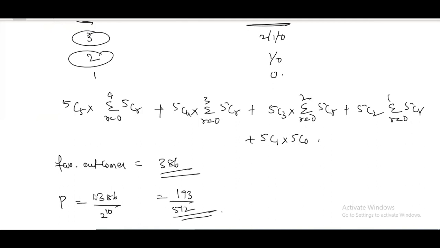So this is the probability of getting more number of heads on the first 5 coins than on the next 5 coins. So hope you understand clearly.